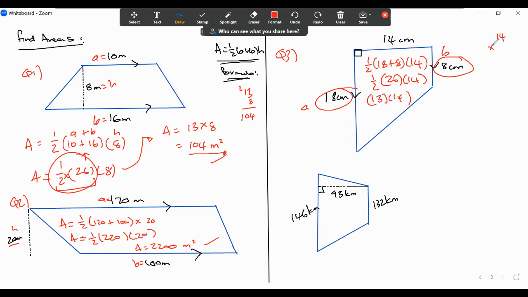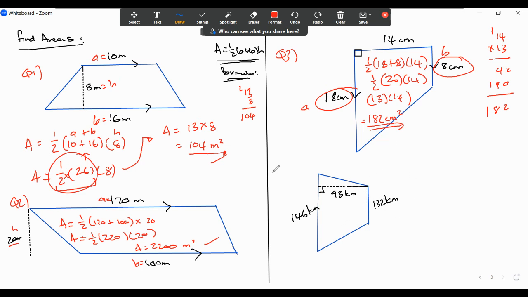What is 14 times 13? 3 times 4 is 12. Carry 1. 3 times 1 is 3 plus 1 is 4. Put a 0. 1 times 4 is 4. 1 times 1 is 1. Bring that 2 down, 4 plus 4 is 8. And 182 will be the answer for this one here. Centimeters squared. And it's done.